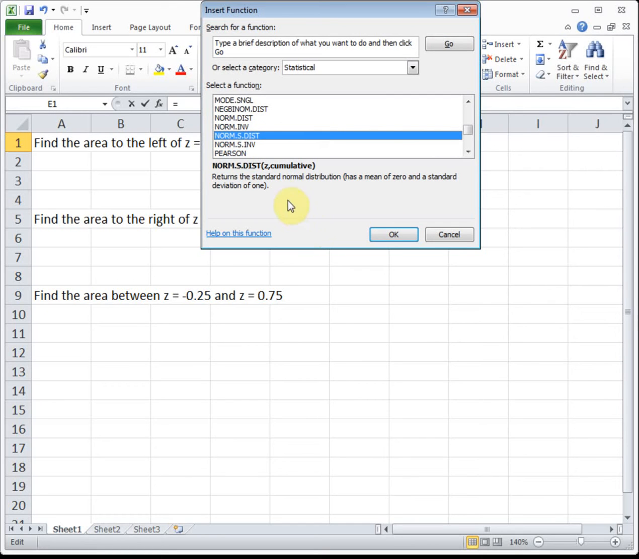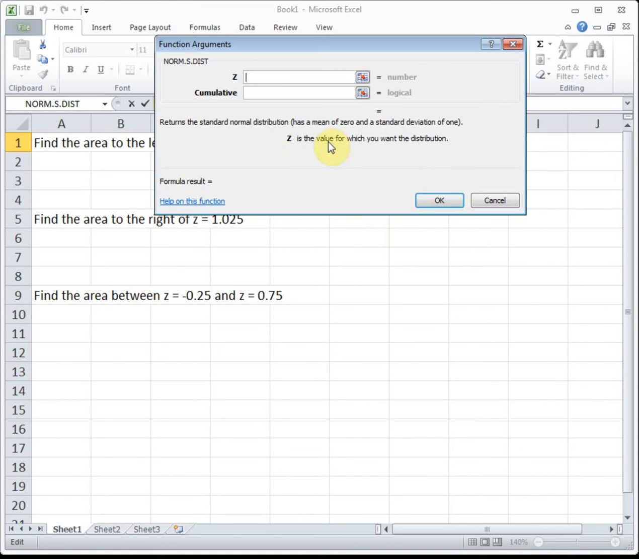So this function we use with the standard normal distribution, and that's actually what that S tells us. That stands for the standard normal distribution. So we use this function specifically when we have a mean of 0 and a standard deviation of 1. What's nice about this function is it's really straightforward. You put in your z-score, and then you put in whether you want it to be cumulative or not. And for these functions, we always want it to be cumulative.